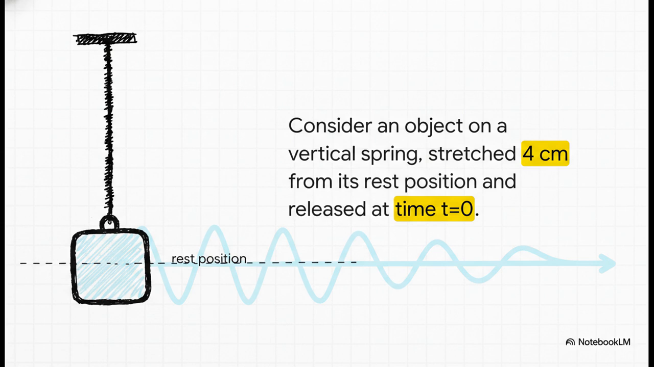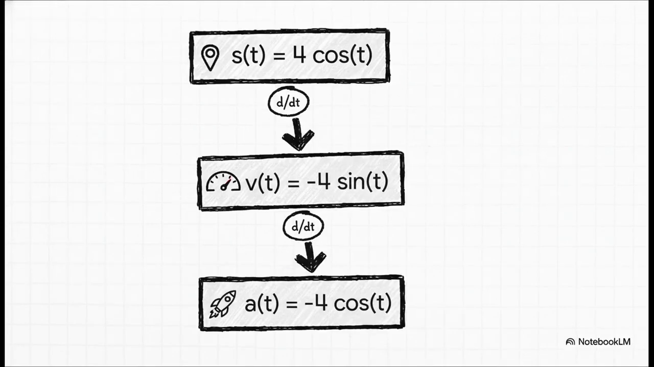And that movement, it's a perfect wave. That means we can use a trig function to describe its exact position at any given moment. So let's say the position of our object is described by the function 4 cosine of t. Well, if you want to know its velocity, how fast it's moving at any time, you just take the derivative. The derivative of 4 cosine t is negative 4 sine t. Easy. But what about its acceleration? You just take the derivative again. The derivative of velocity is acceleration, and that gives us negative 4 cosine t.